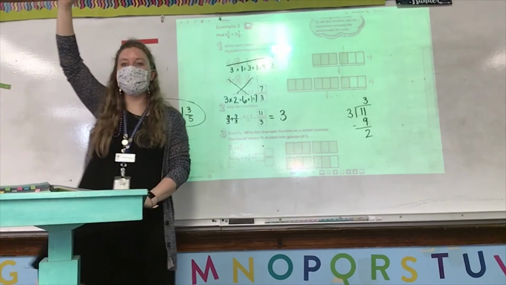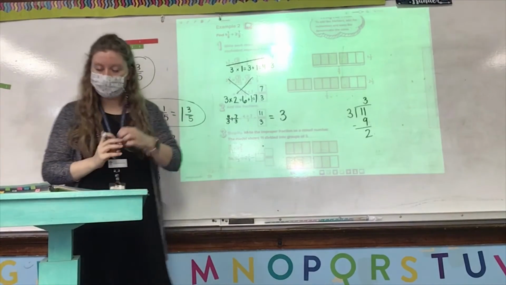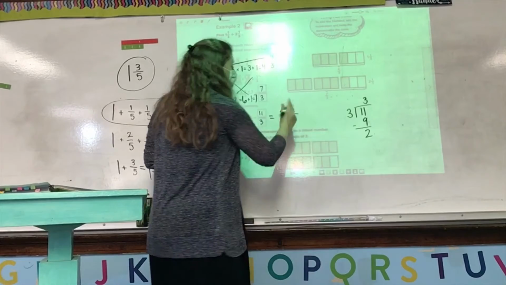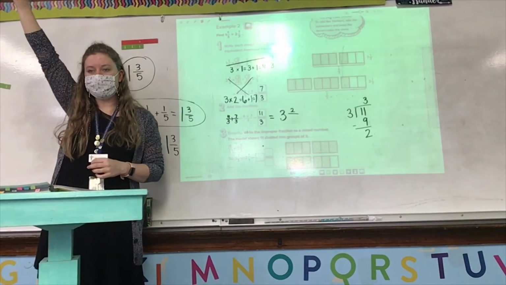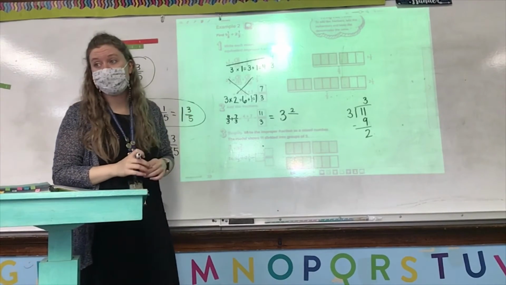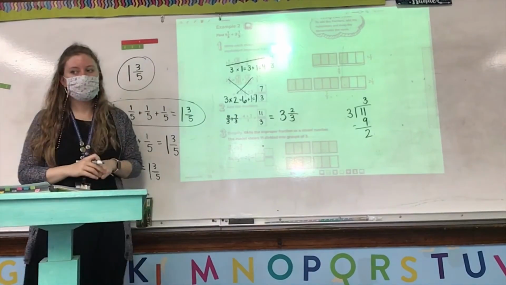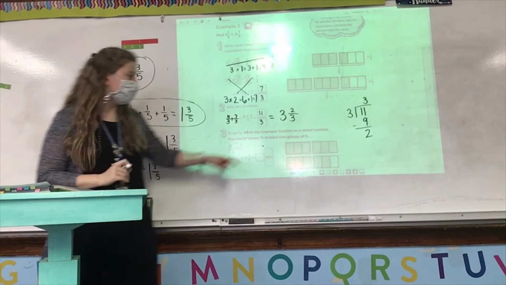Now, how do we get our numerator? Michaela, the remainder. So what's our numerator? 2. How do we get our denominator? Colin, keep the same denominator. So our denominator is 3. But now we need to check for what? Class? Simplest form.